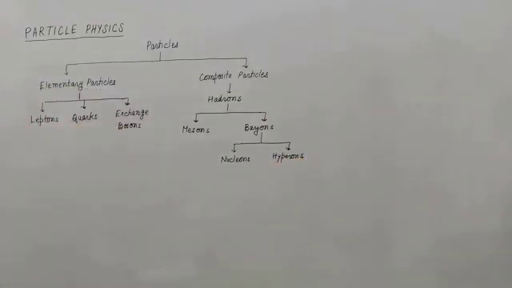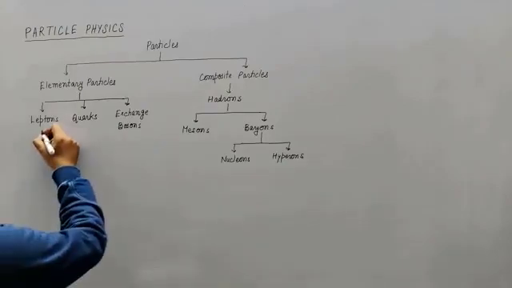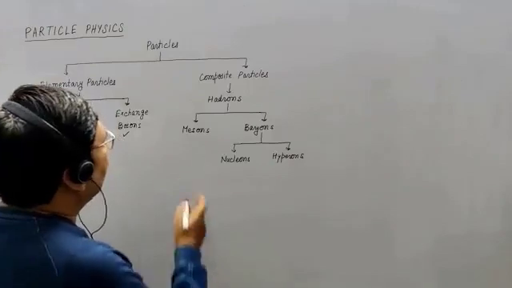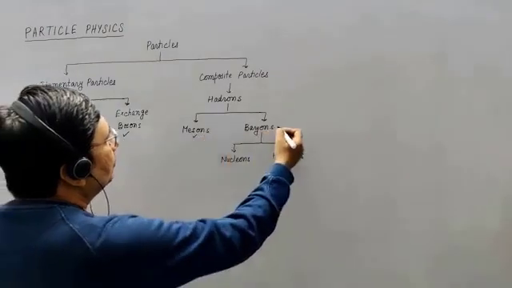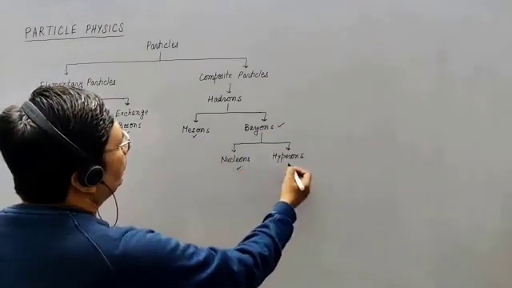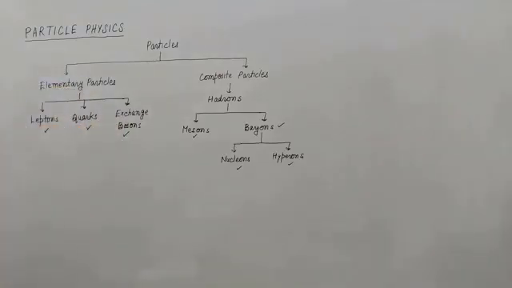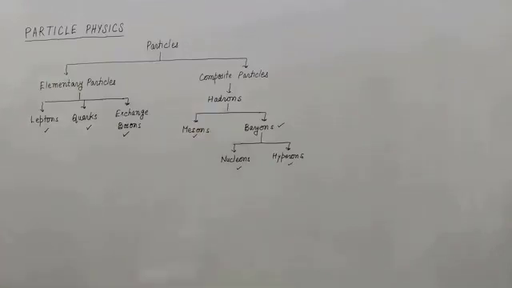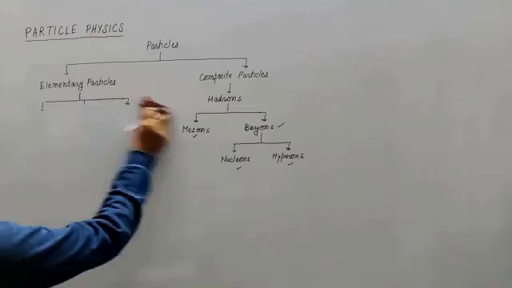So this is the total classification of the particles. Here we have already discussed leptons, quarks and exchange bosons. Now in this lecture I will discuss mesons, baryons, nucleons and hyperons. So we are going to discuss all these particles. Now come to mesons. First we are going to start with these mesons. Mesons are a part of hadrons.